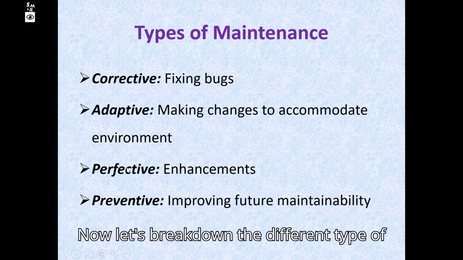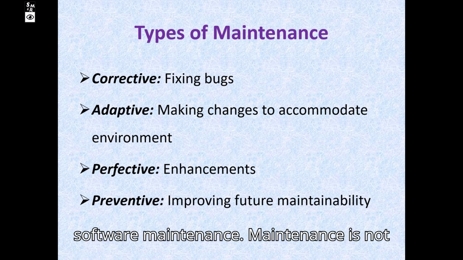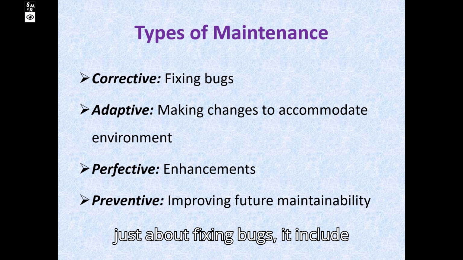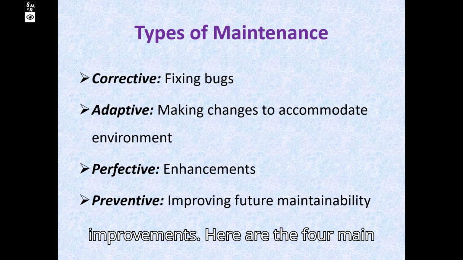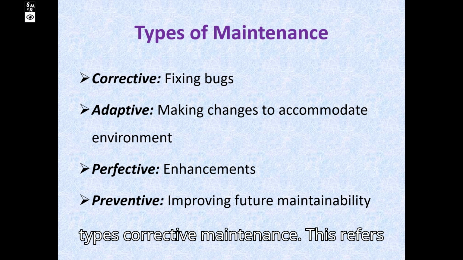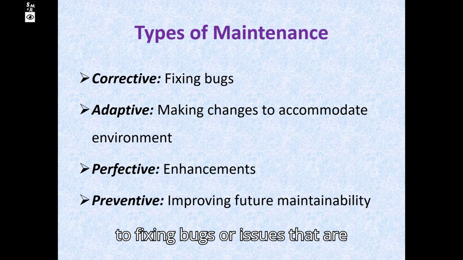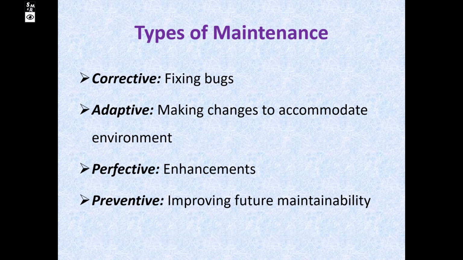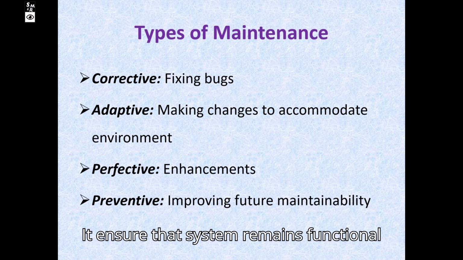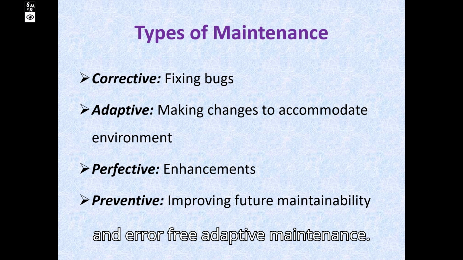Now let's break down the different types of software maintenance. Maintenance is not just about fixing bugs. It includes enhancements, updates, and proactive improvements. Here are the four main types. Corrective maintenance. This refers to fixing bugs or issues that are discovered after the software is deployed. It ensures that the system remains functional and error-free.